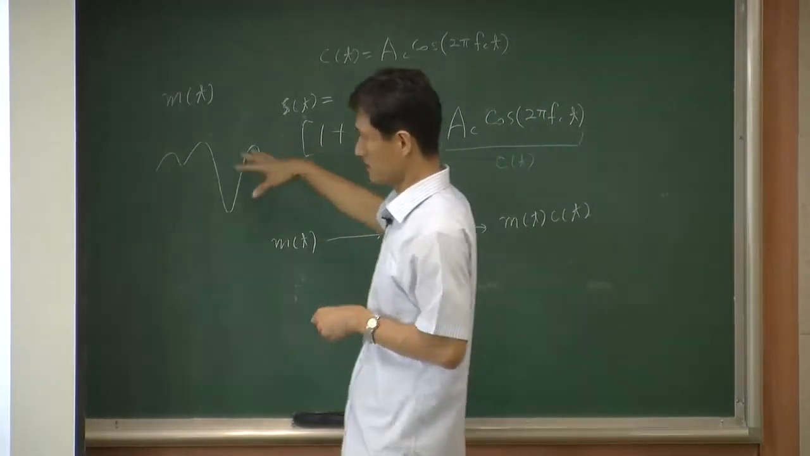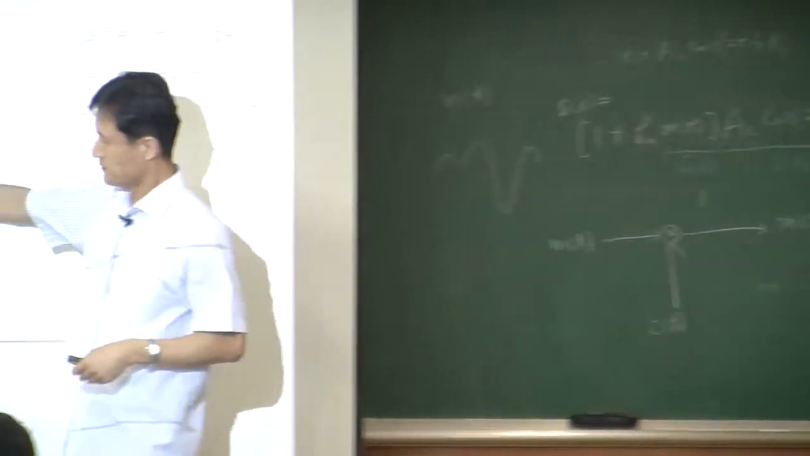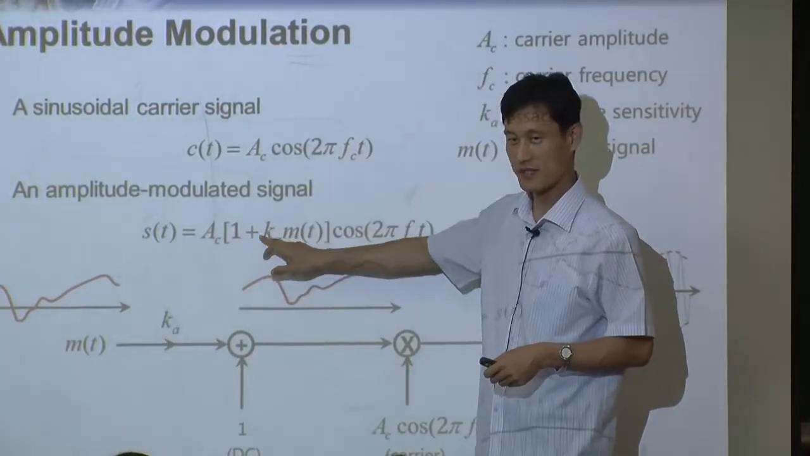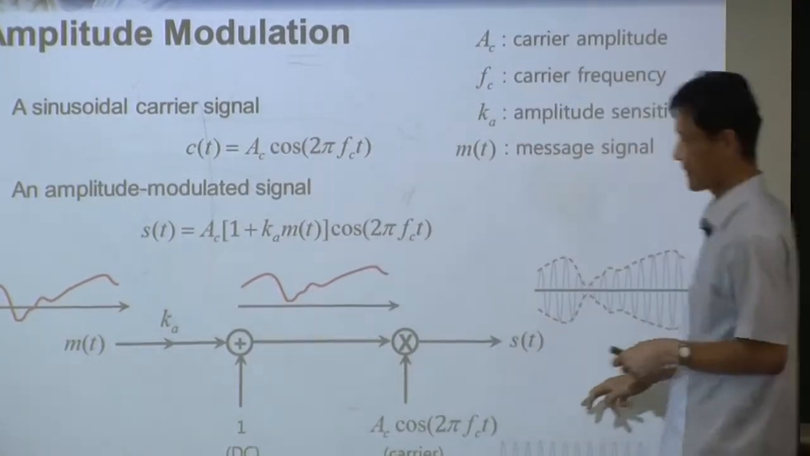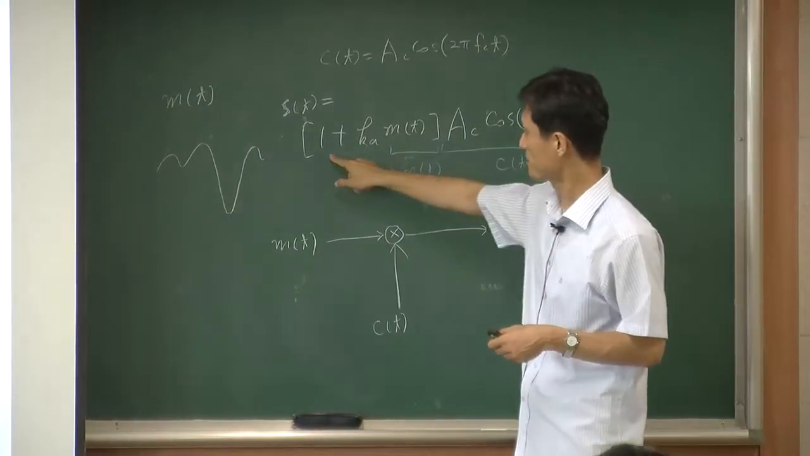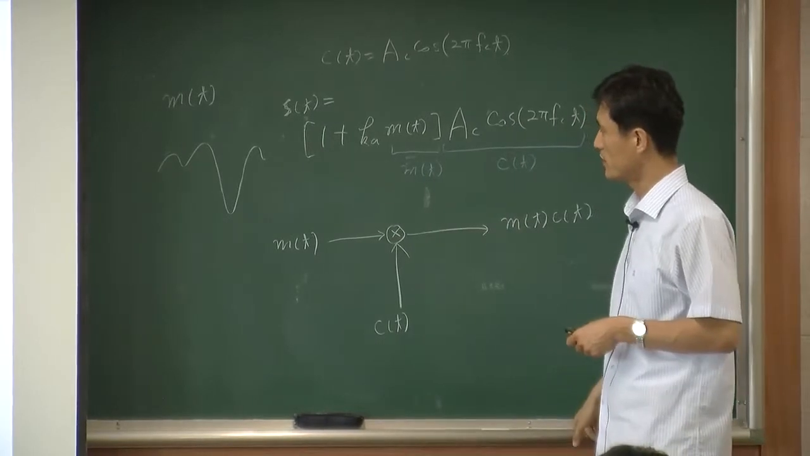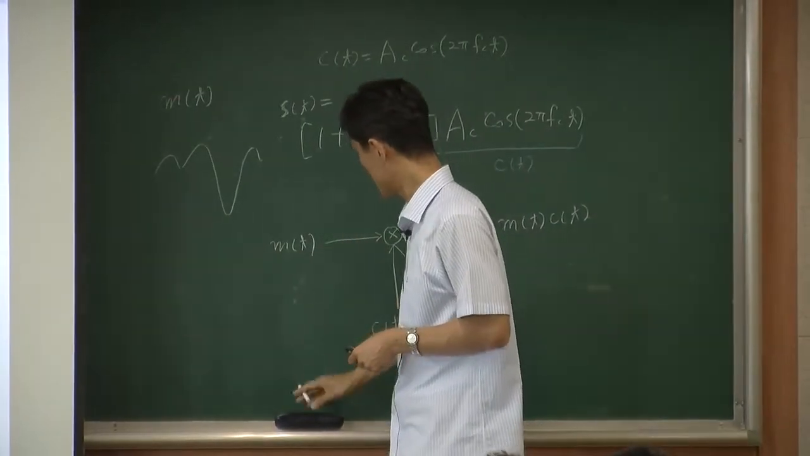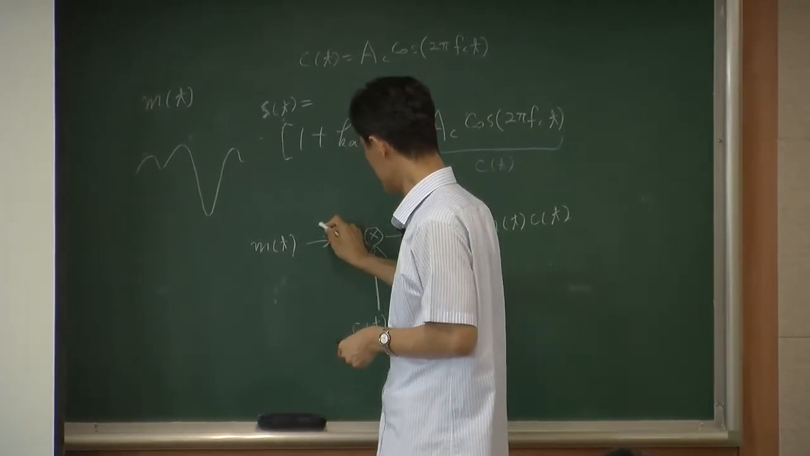But in this case, in amplitude modulation, actually we have something more, 1 plus Ka. Okay? We have something more here, not exactly m(t) times c(t). We have something more here. So I'll tell you what that means. Ka is just a gain.